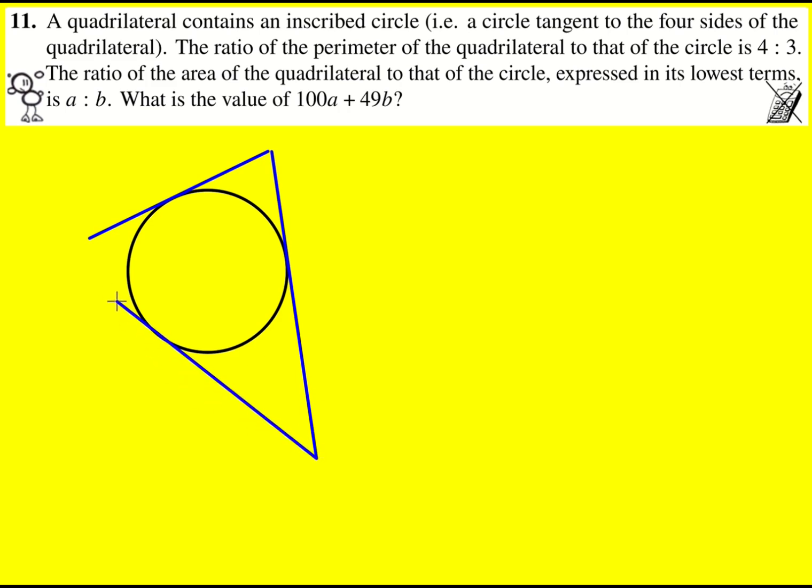Okay, and I've purposely made it so it doesn't look like a square. This one is going to look like this. It doesn't matter, but I wanted to make it quite general. Now we're told that the ratio of the perimeter of the quadrilateral to that of the circle is 4:3.